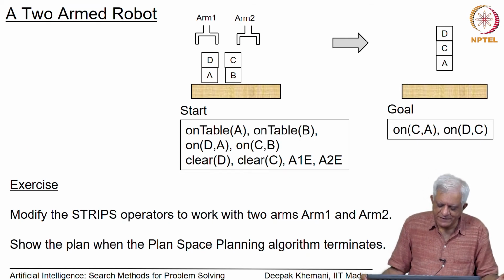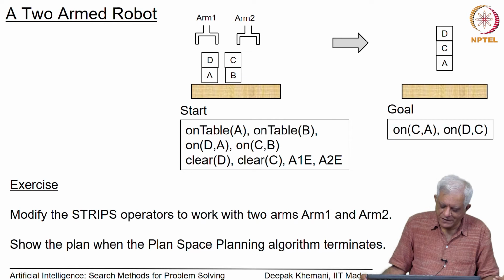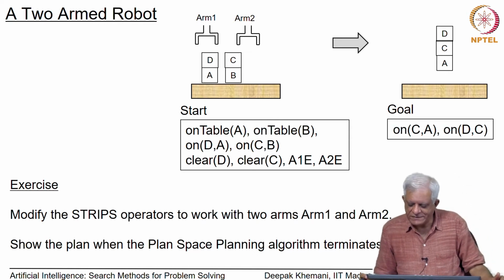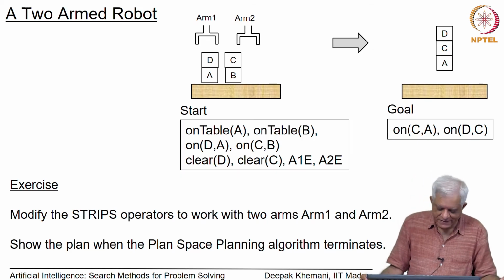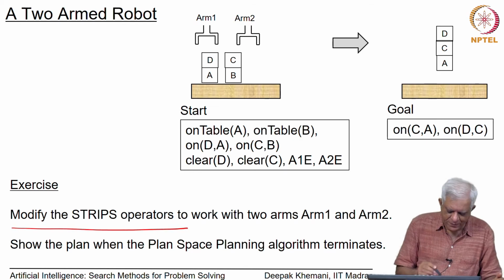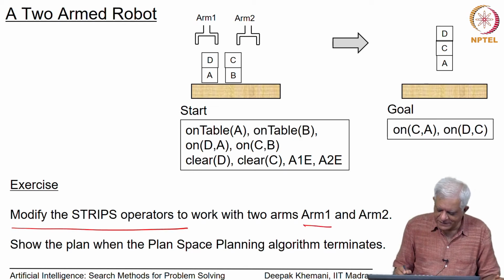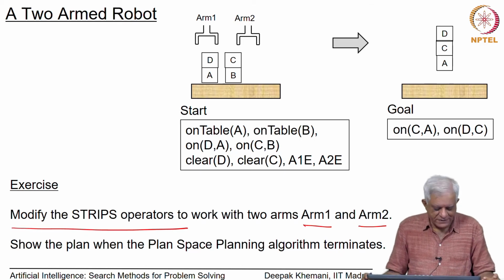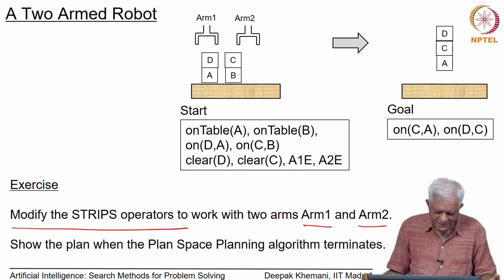This is a problem in which in the starting state there are 2 stacks, D is on A and C is on B, and you have 2 arms, arm 1 and arm 2, and the goal state is that you have to stack D onto C and C onto A essentially. So, as I said, modify the strips operators to work with arm 1 and arm 2, and also as an exercise show the plan that partial order plan space planning will produce at the end of it.